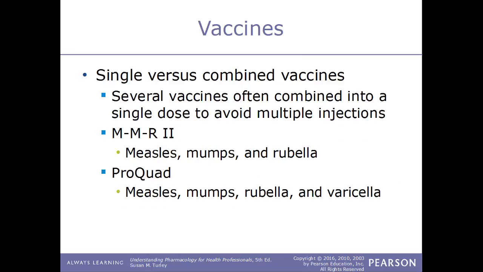All right, now we'll talk about single versus combined vaccines. Now, a combined vaccine is several vaccines often combined into a single dose in order to avoid getting multiple injections. An example of this would be MMR II, which is a vaccine for measles, mumps, and rubella. Another example of a combined vaccine would be ProQuad, which is measles, mumps, rubella, and varicella.